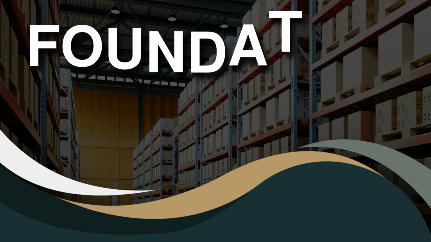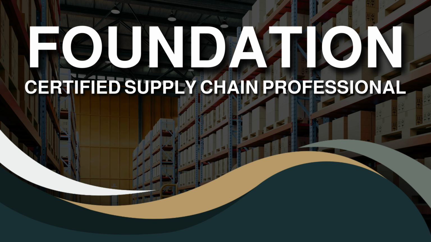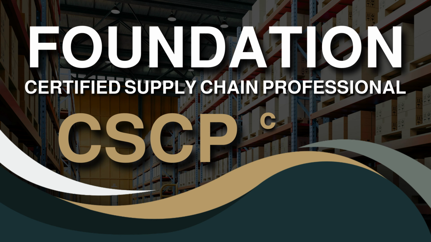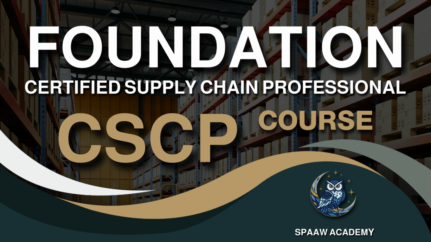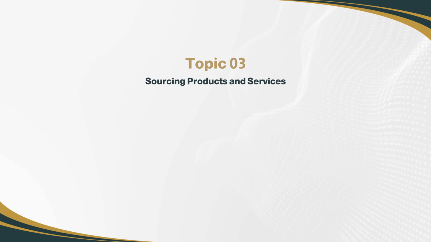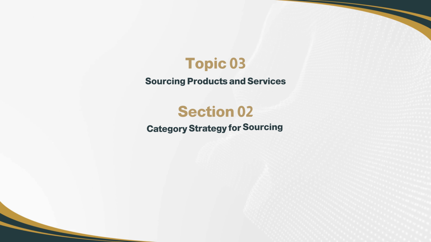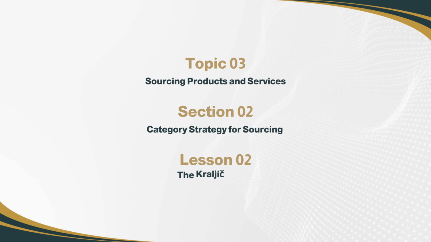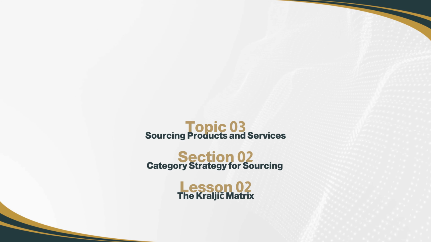Welcome to Course 4, Foundation, Certified Supply Chain Professional, CSCP, course, by SPAO Academy. Topic 3, Sourcing Products and Services, Section 2, Category Strategy for Sourcing, Lesson 2, the Kraljič Matrix.